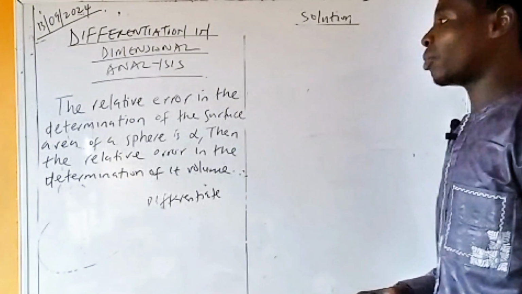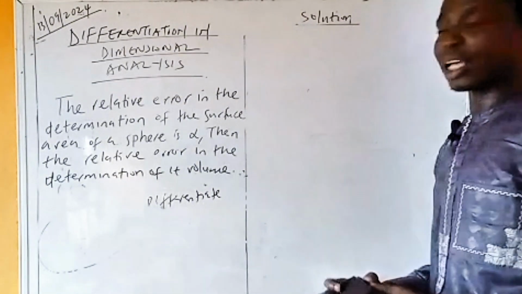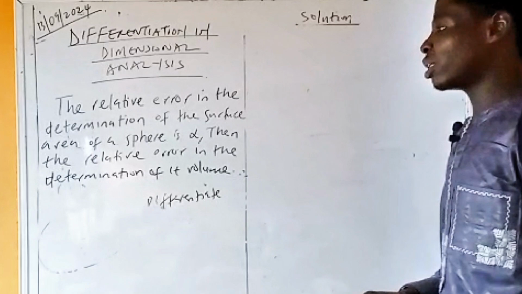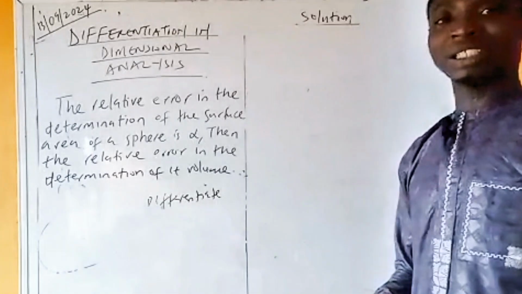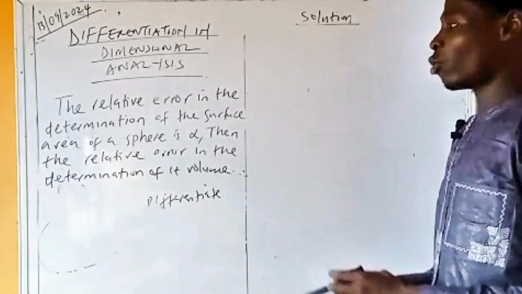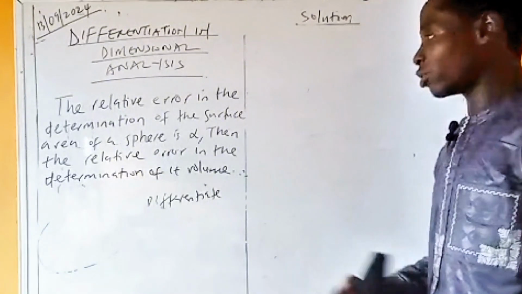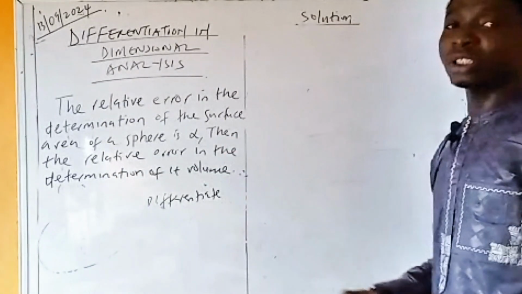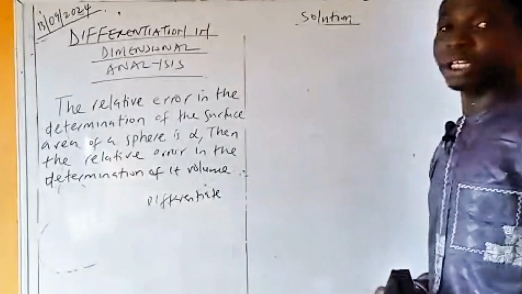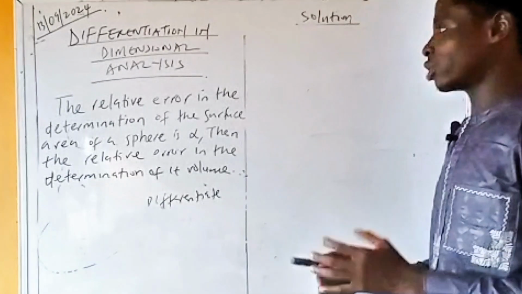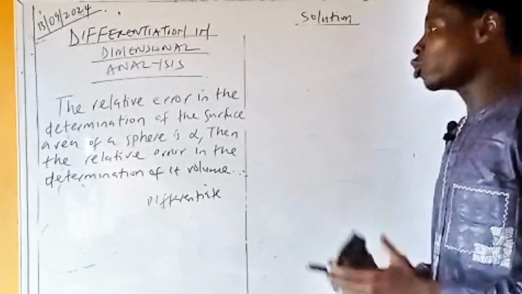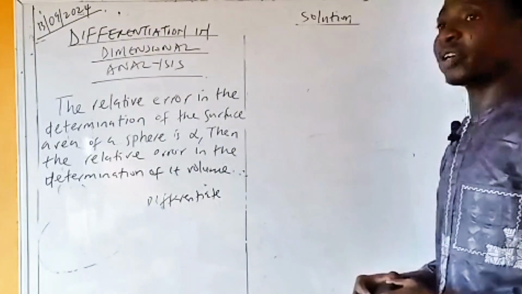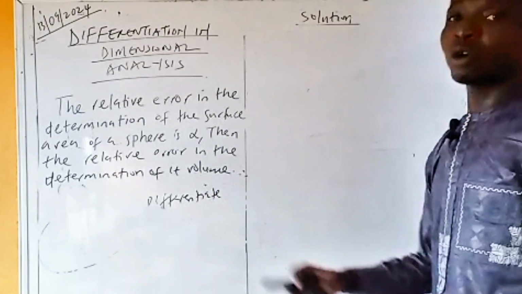The relative error in determination of the surface area of a sphere is alpha. The relative error in determination of its volume is dash. So we are given the relative error of the area of the sphere, which is alpha. We want to find that of its volume. There are three keywords here that we need to take note of. The first one is the relative error. Two is the surface area of the sphere, and likewise the volume of the sphere.